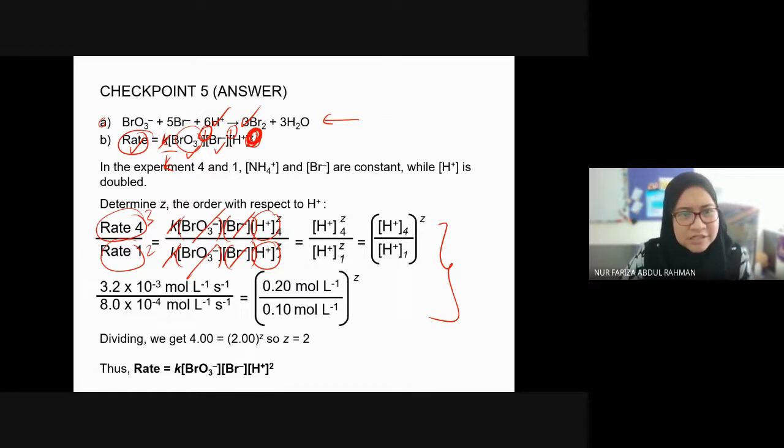So it does not necessarily have to be the same. The values must cancel, that is the easiest, ideally. But if that's not possible, we can go for another option, provided we have determined the other orders, except for the unknown. Okay, last but not least, you will get Z with respect to H plus equal to 2. The order of Z is equal to 2. And don't forget the rate law, okay guys.